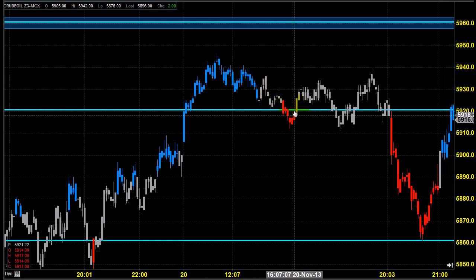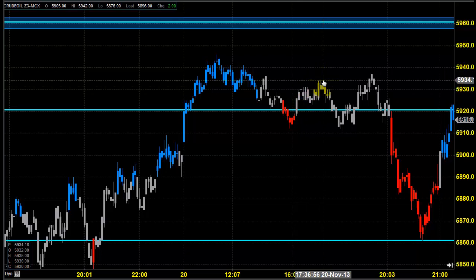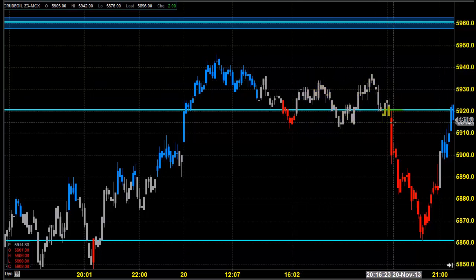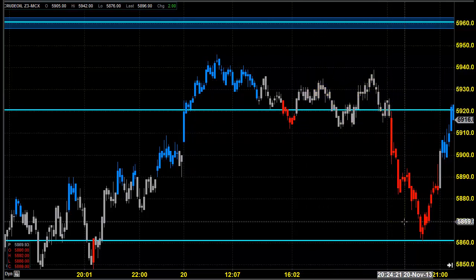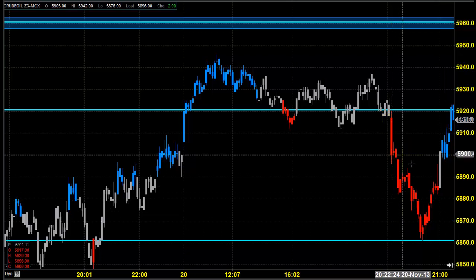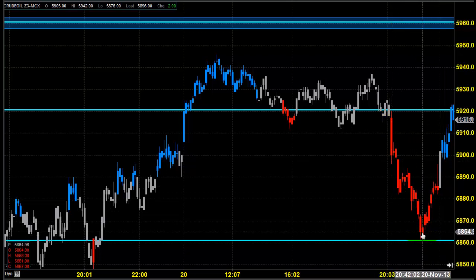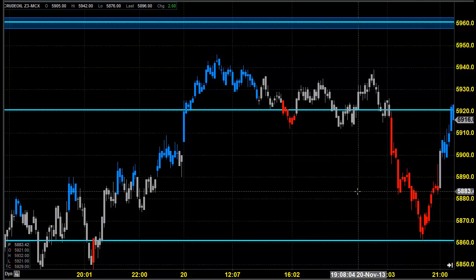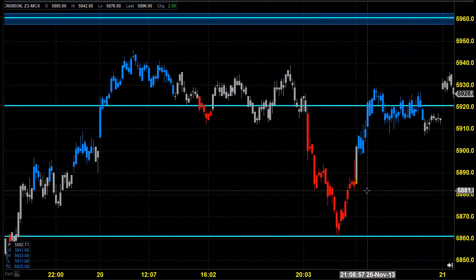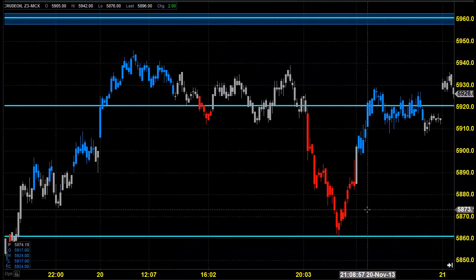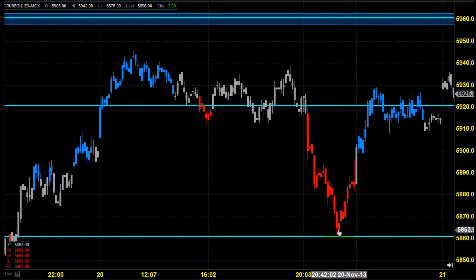The price tried to test this 5920. Again it went up and tested again in the late evening session. There was a failure, so the price came down. In that situation, the price came down and tested this 5860 completely. But in our case, in yesterday's market, the price could not test this 5860.